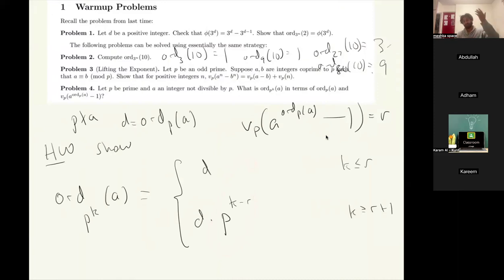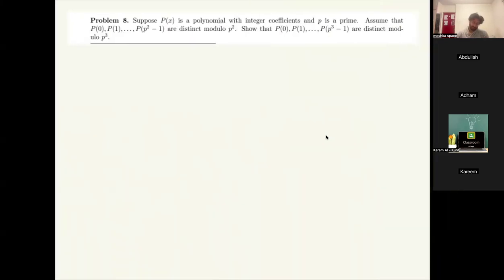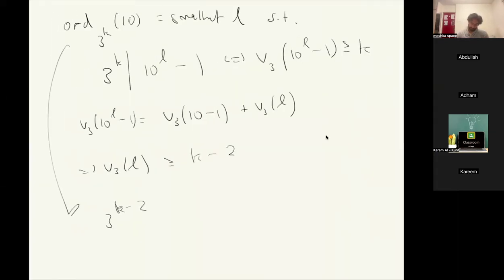Okay, good. The thing you have to understand is when D is not 1. But it's very similar. So when D is not 1, what does it mean? We want to understand the order mod P to the K of A, but A is not already 1 mod P.